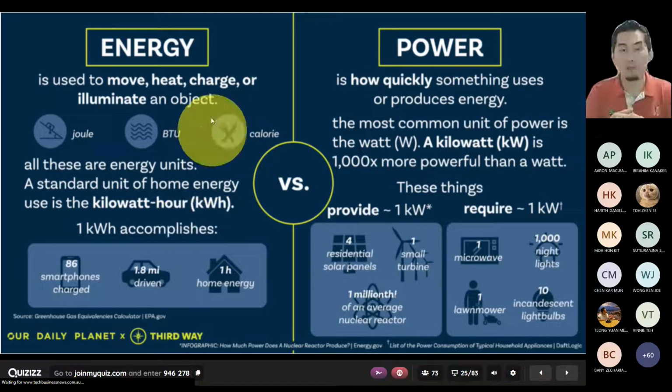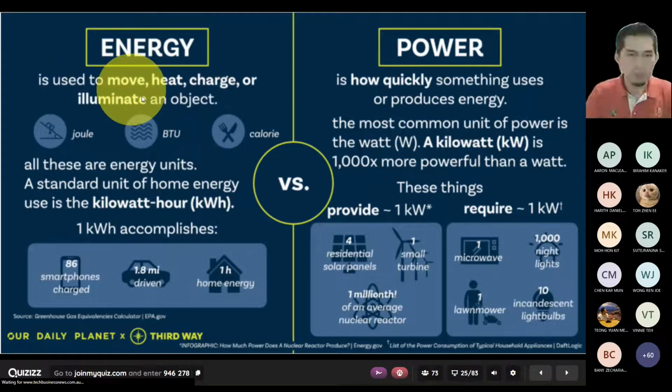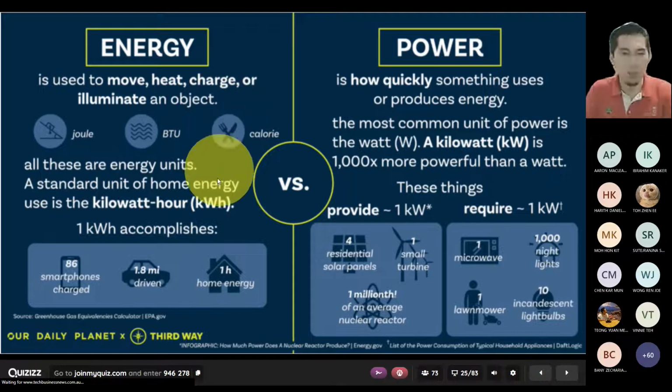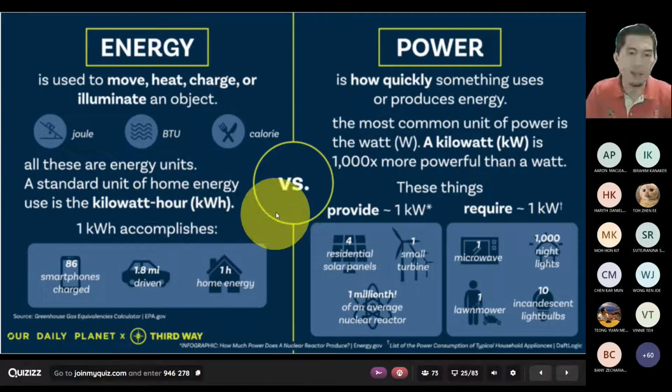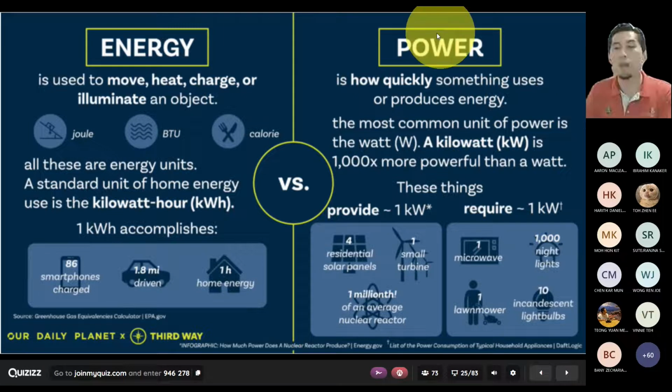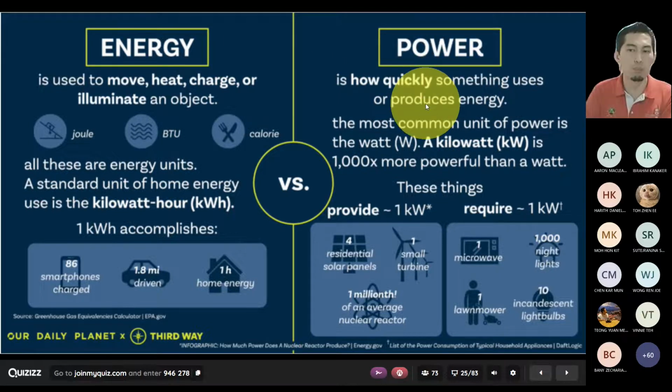Yeah. So as you can see, energy is used to move, heat, charge, or illuminate an object, and the standard unit, as highlighted here, is kilowatt-hours. How much of that do you utilize per month is the bill that you get at the end of the month. Yeah. Power, on the other hand, is how quickly something uses or produces energy.